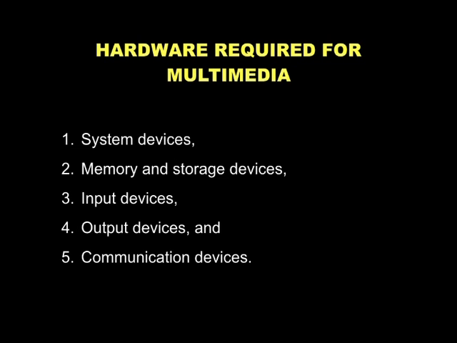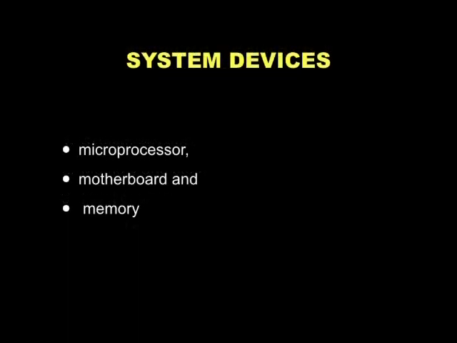There are many more things that you need to know, like which component makes a computer fast, what is the device for storage, etc. The components are thus divided into 5 categories. 1. System devices. 2. Memory and storage devices. 3. Input devices. 4. Output devices. And 5. Communication devices. We shall start with system devices.